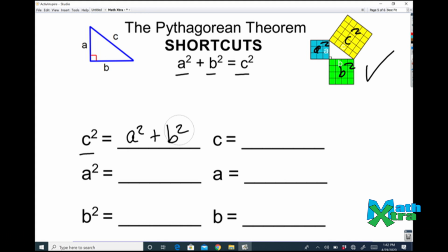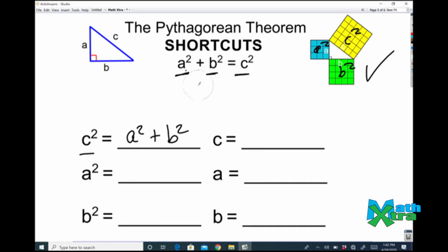So watch me, okay? If C squared is equal to A squared plus B squared, what is A squared? Well, let's look back up here. So in the equation A squared plus B squared is equal to C squared, what do I have to do to get A alone? We've done that in the last problem. We had to subtract 225 from both sides. So that's what we're doing now. We're going to subtract B squared from both sides, and that's going to give me A squared is equal to C squared minus B squared.